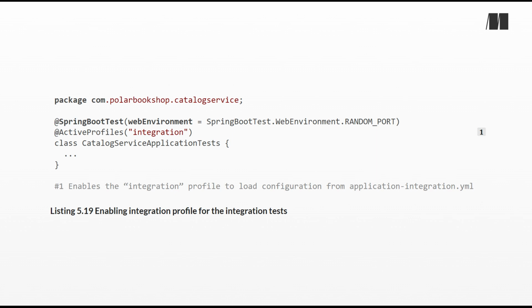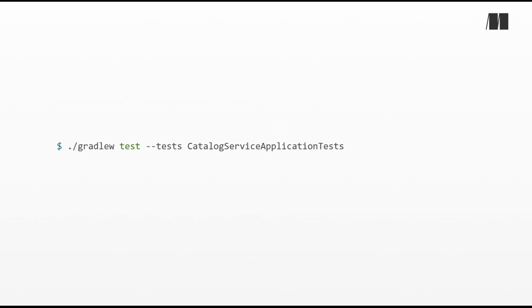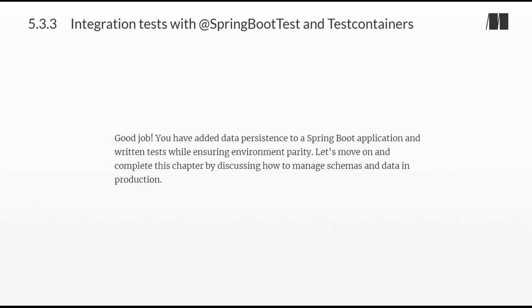Listing 5.19, Enabling integration profile for the integration tests. Open a terminal window, navigate to the root folder of your Catalog Service project, and run the following command to ensure the tests are successful. Under the hood, Testcontainers will create a PostgreSQL container before the test's execution and remove it at the end. See this code? Good job! You have added data persistence to a Spring Boot application and written tests while ensuring environment parity. Let's move on and complete this chapter by discussing how to manage schemas and data in production.